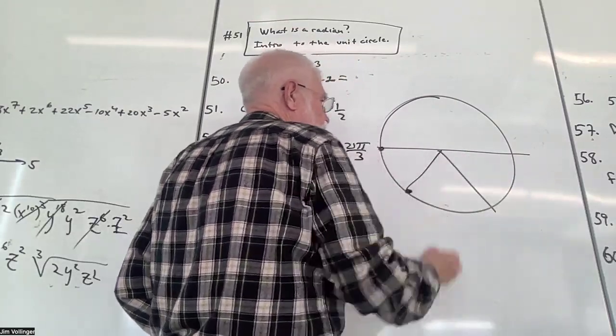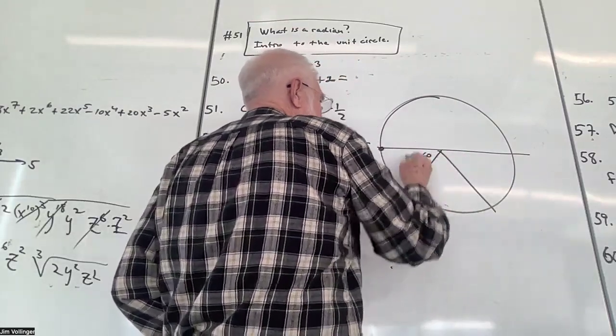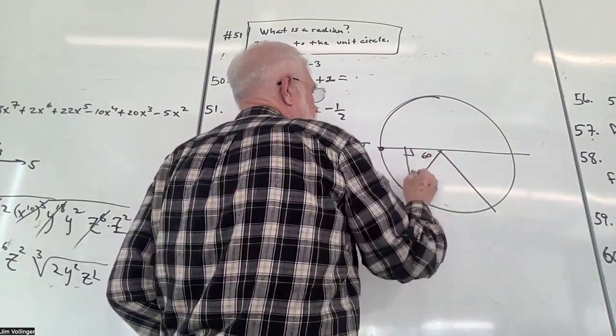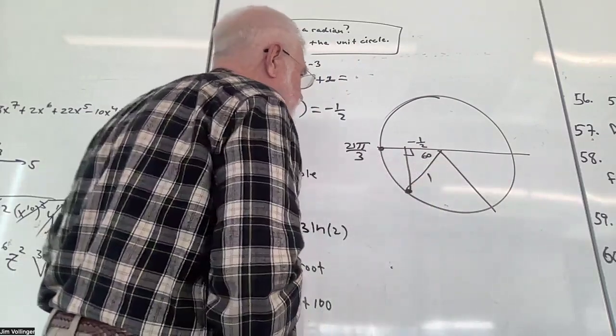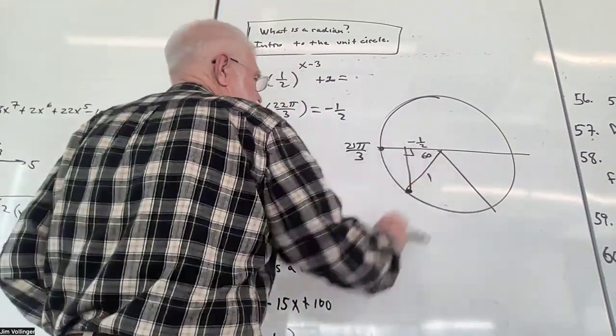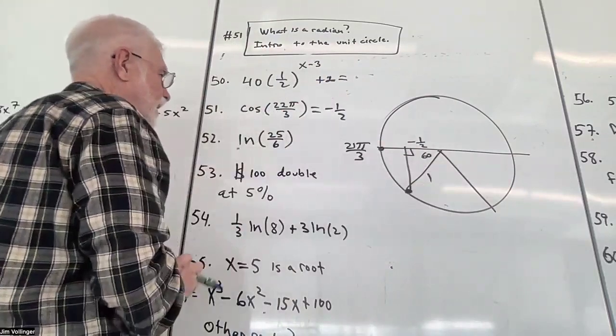Okay, there's chunks of 3. So I have a 60-degree chunk. When I draw a good drawing, then that's minus 1/2. And the hypotenuse is still positive 1. So adjacent divided by hypotenuse. That was correct.